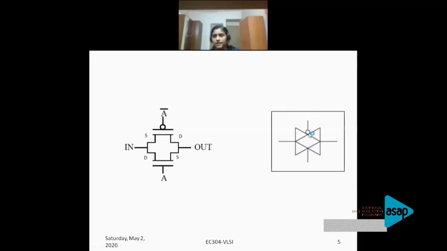So this terminal indicates the gate terminal of the PMOS, and the opposite side is the gate terminal of the NMOS. On the left-hand side you have your input, and on the right-hand side you have your output. So this is the general symbol of a transmission gate.